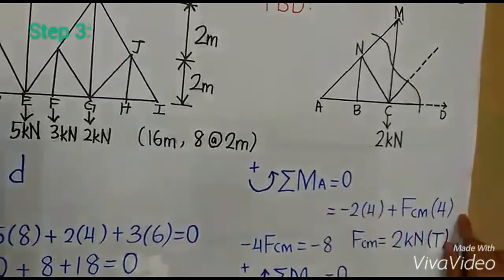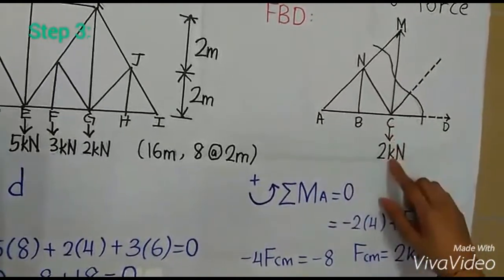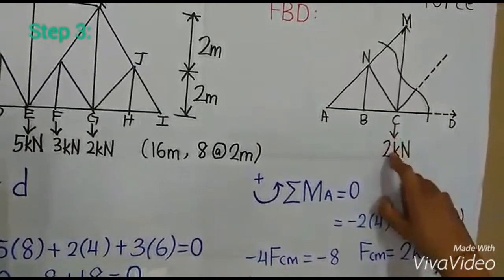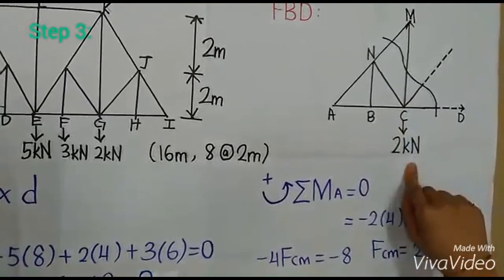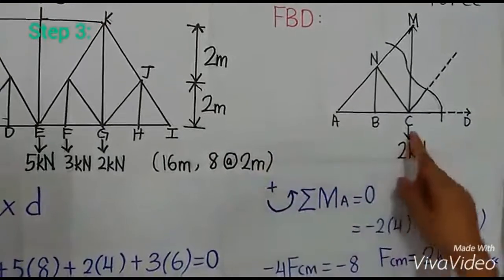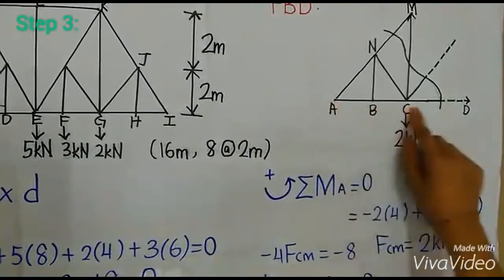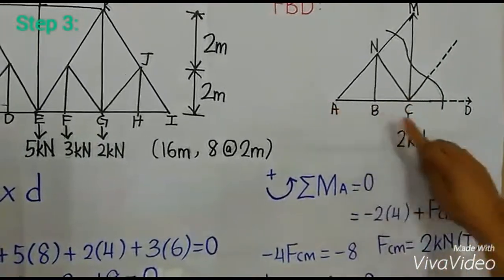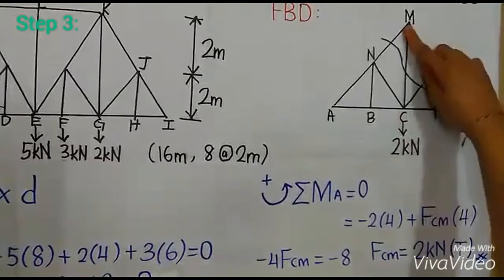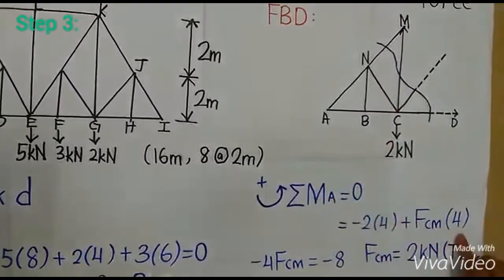So, the calculation will be negative 2 times 4. Negative 2 is because the direction of the force is downwards and it is in clockwise direction, whereas our moment is in counterclockwise direction. Therefore, it will be negative 2 multiplied by the horizontal distance from C to A, which is 4, and then plus the force CM multiplied by the distance from C to A, which is 4.